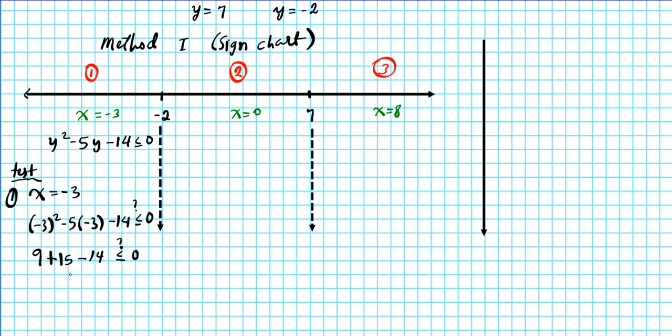9 plus 15 is 24. Minus 14, is that less than or equal to 0? 24 minus 14 is 10. Is 10 less than or equal to 0? The answer is no. 10 is greater than 0, so this is no good. Alright, this is a false statement. So interval 1 does not work.